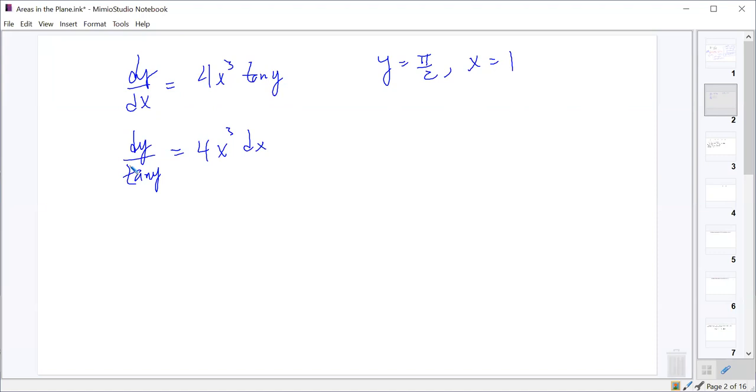And dy over tangent y, we don't really have an integral rule for that, but what's 1 over tangent y the same as? Cotangent y. Yep. So this can become cotangent y dy equals 4x cubed dx. And we did do an integral for cotangent y. We did it using a u substitution, right? We wrote cosine over sine and let u equal sine. And what was the integral of cotangent y?